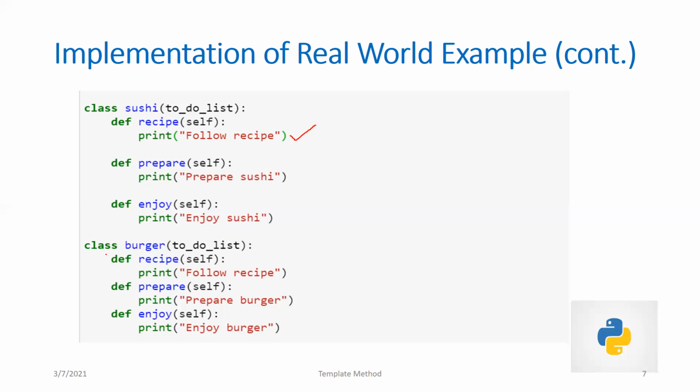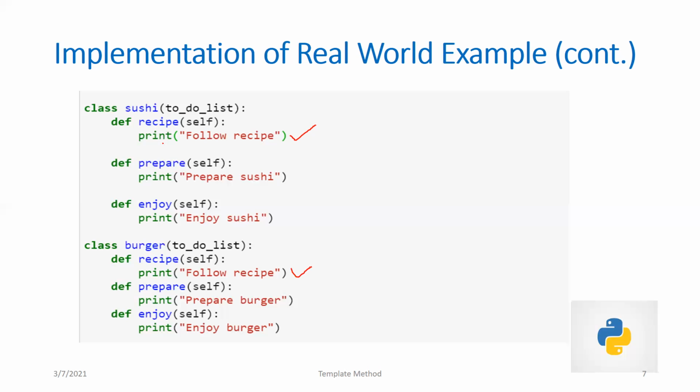Again, when he has no time in weekdays, he will go for burger. And also its parent class is to-do list. So he will follow the structure of the to-do list. For burger, he also has to follow the recipe, but the recipe will be different. But here the output is the same. I keep the output the same.